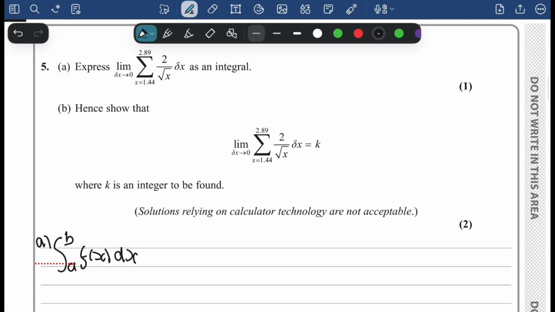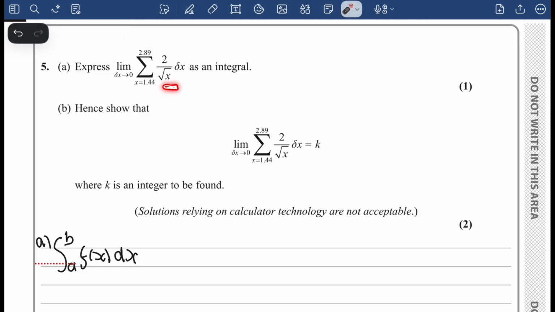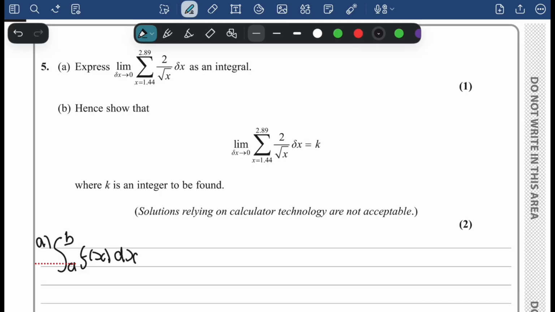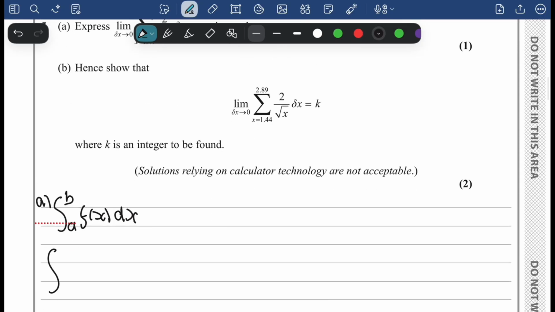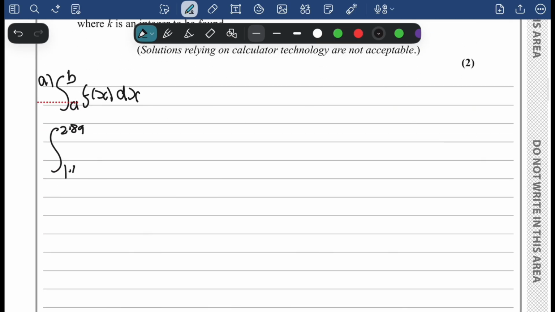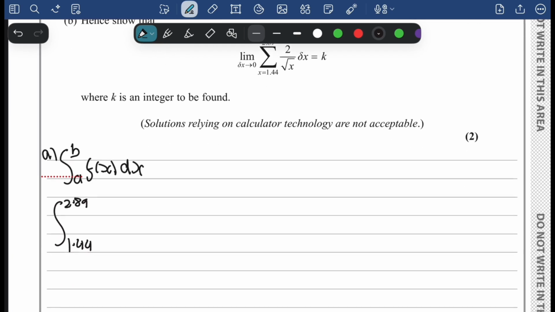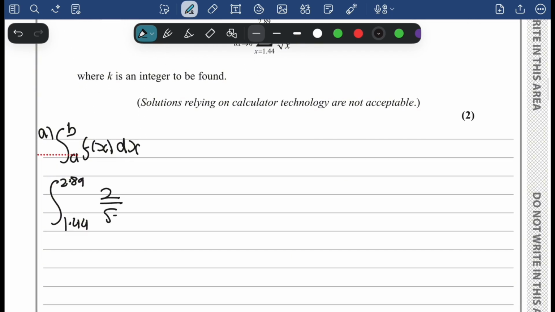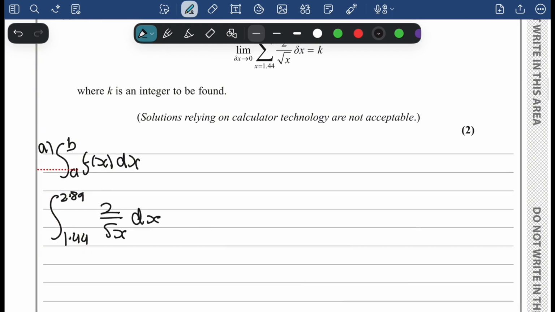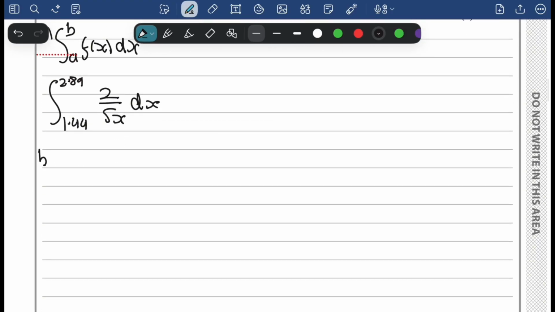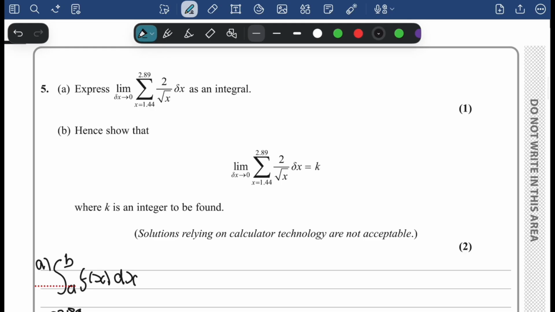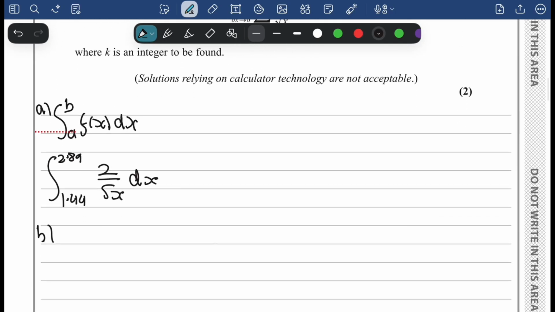This is just a simple definite integral, right? So now all we have to do is we have to take our function, which is going to be this, and our two limits, 1.44 and 2.89. So we can rewrite this as the upper limit, which is 2.89, and the lower limit, which is 1.44, and our function, which is just 2 over root x. And don't forget the dx, right? Now, part B tells us to evaluate this integral and find a value of k.